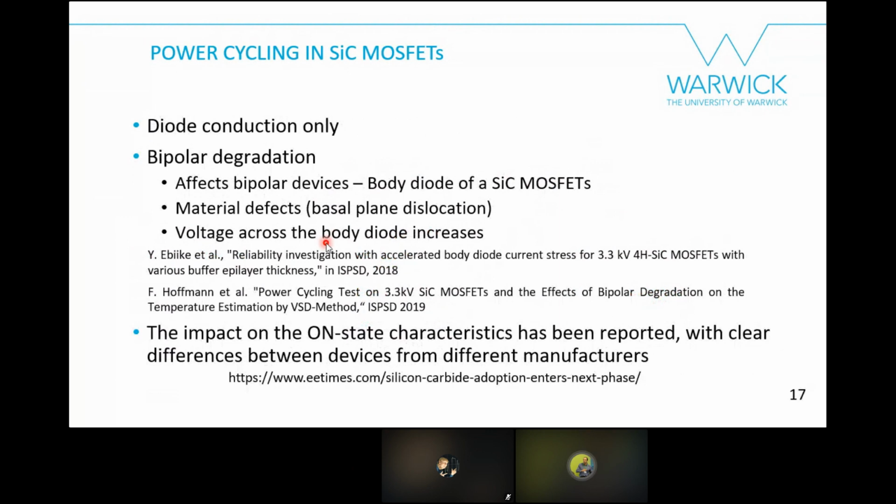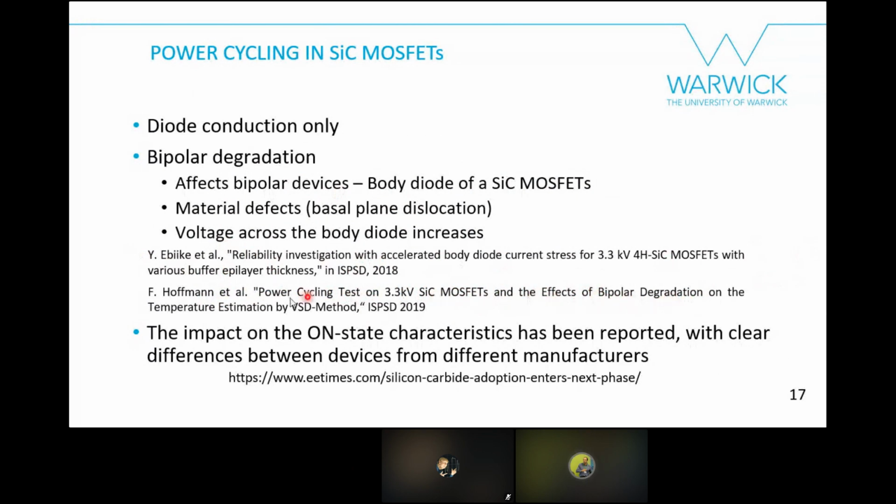So you can consider, okay, let's use the diode only for power cycling in silicon carbide MOSFETs. However, you have a problem that is called bipolar degradation. It affects bipolar devices, namely the body diode of a silicon carbide MOSFET. It's related to material defects, basal plane dislocation, and it means that when you have a current flowing through your device, the voltage across the body diode will increase, and it's stronger at high current densities. But still, in some cases, at the sensing current, you may have a small shift, and that has been evaluated in these publications here.